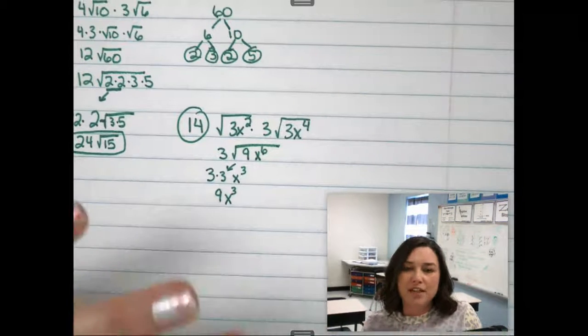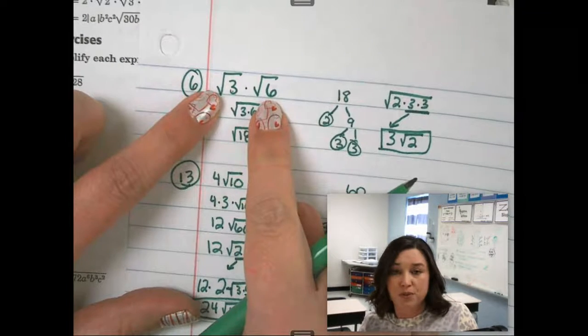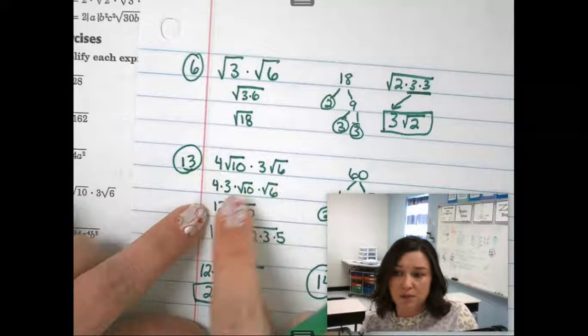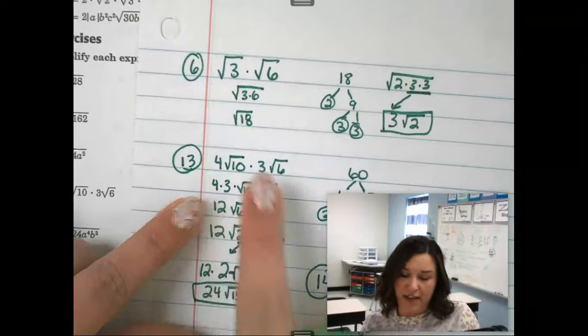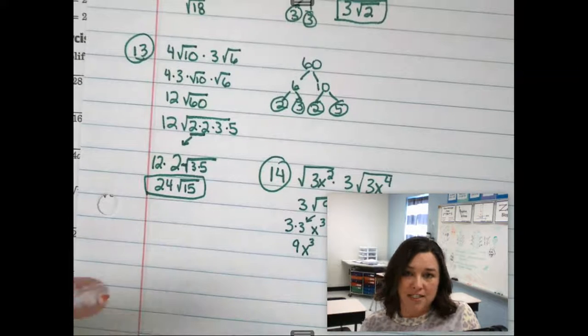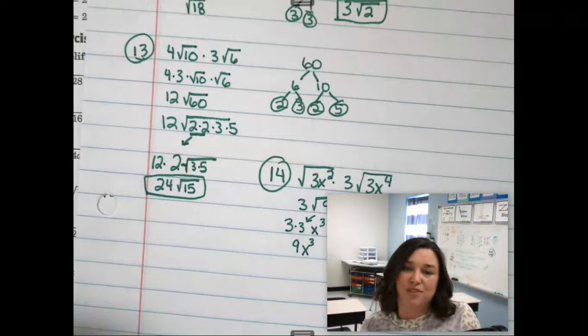So the big thing I want you to get out of this lesson is if they're under the square root, we can multiply them together under the square root. If they're in front of the square roots, we can multiply them together in front and then break them down. So now you're going to practice how to do this multiplying when you have the square roots and breaking them down.